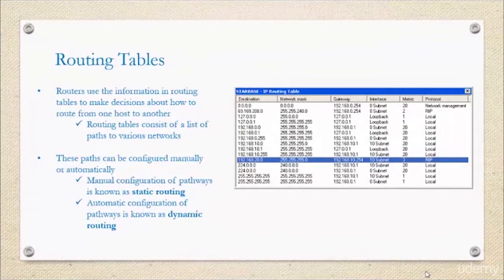Routers have routing tables, and they use information in these routing tables to make educated decisions about how we route from one host to another, right? So we send data across a network or wide area network, as we're going to learn in a little bit. But routing tables contain just a list of paths to various networks, right? And they can be configured manually or automatically. Now, when configured manually, it's known as static routing, and automatically is known as dynamic routing.